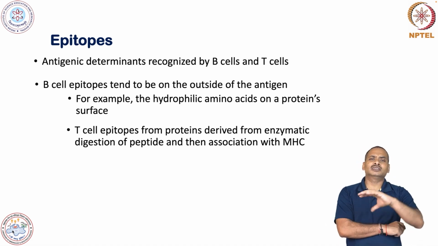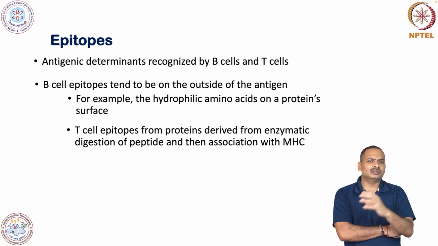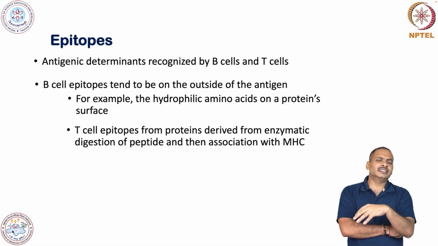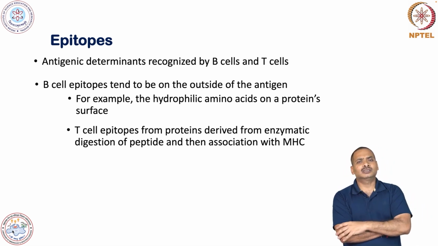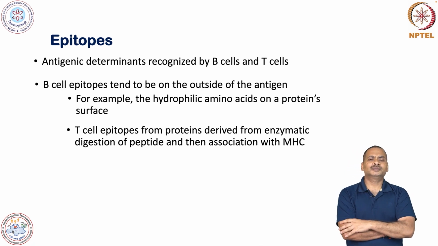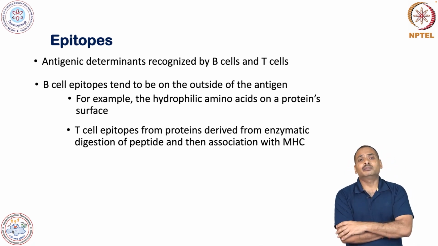Okay, so this is in case of T cell. In case of B cell, this is a native protein, and this native protein has some surfaces, and these surfaces are B cell epitopes. Okay, and the surfaces which are present on the antibody, we call a paratope. Okay.